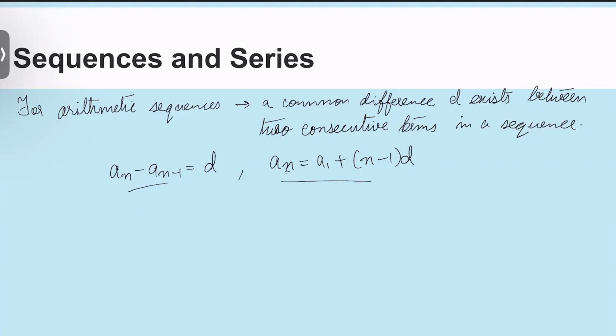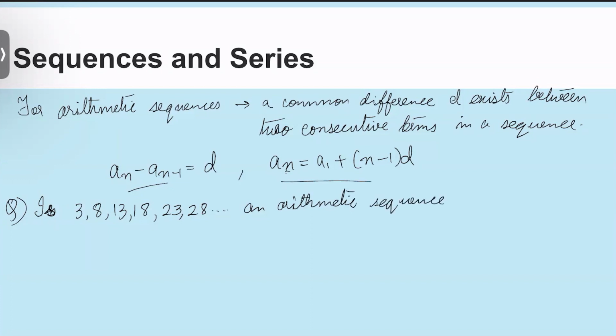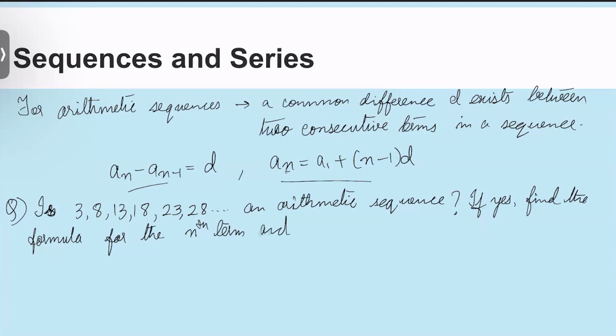Now let's see a question that can be asked: Is 3, 8, 13, 18, 23, 28 an arithmetic sequence? If yes, find the formula for the nth term, and also find the 101st term.